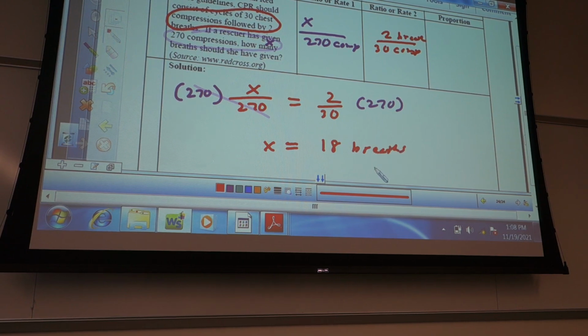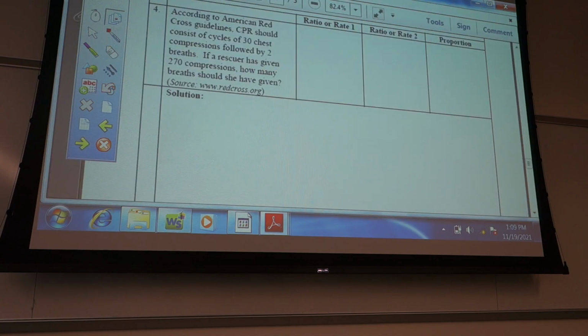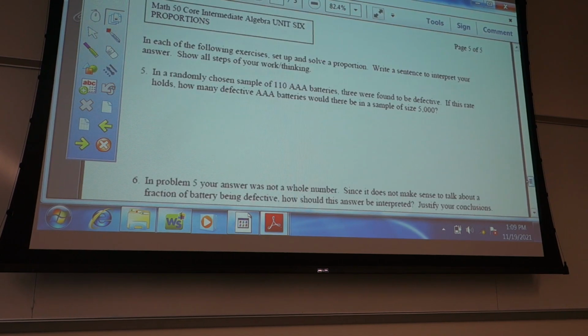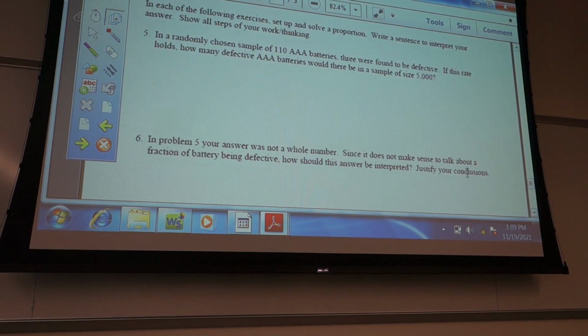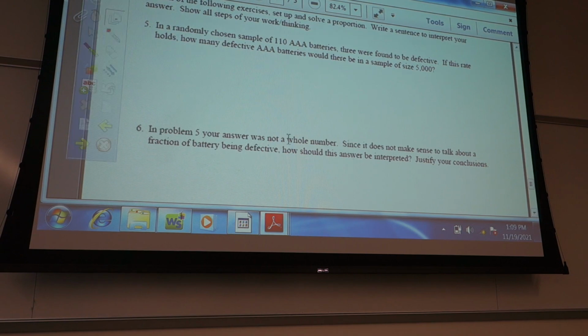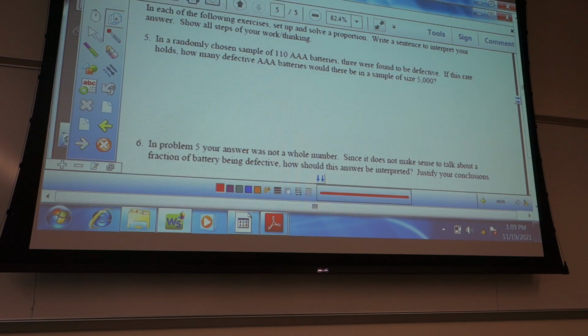Okay, good for everyone? All right, so now we're going to take a look at some word problems. Don't panic just because they're words. It's not a big deal. It's fine. Don't forget writing a sentence to interpret your answer. Let's see. So here we have one sample: 110 AA batteries. 3 were defective.